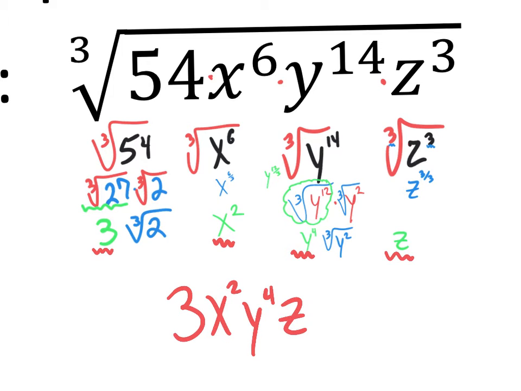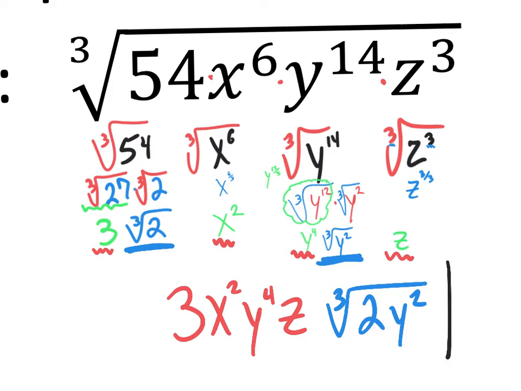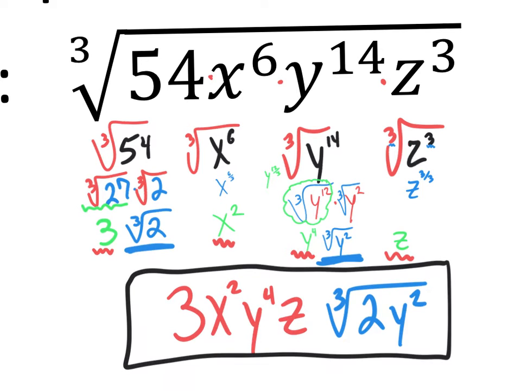Okay? And then I'm going to take the third root of 2 and the third root of y squared, and I'm just going to write them together. But I know that if I have the same type of root, which I do, I could multiply them together and put them underneath one single third root. And that's what I'm going to do. Put the third root and put both the 2 and the y squared together, since I know I can't simplify those. Ladies and gentlemen, there is our final answer.